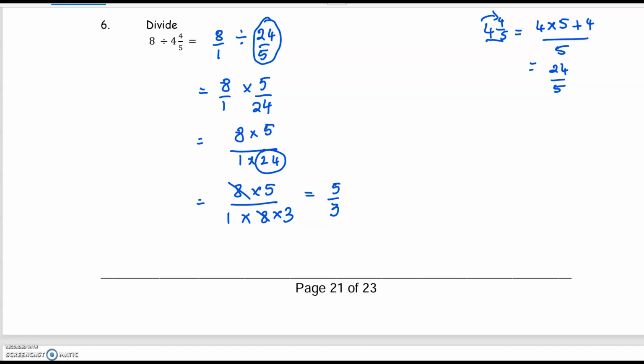Now, since the question is in terms of a mixed number, we write the answer in terms of a mixed number. 3 goes once into 5, leaving a remainder of 2. So 3 goes once, leaving a remainder of 2. And that's how we get 1 2/3.